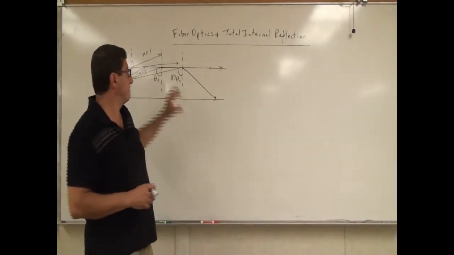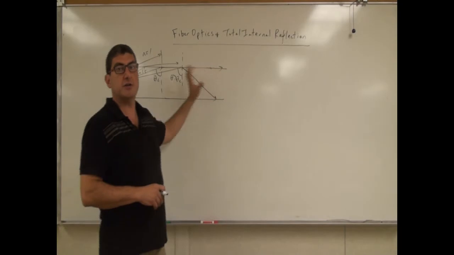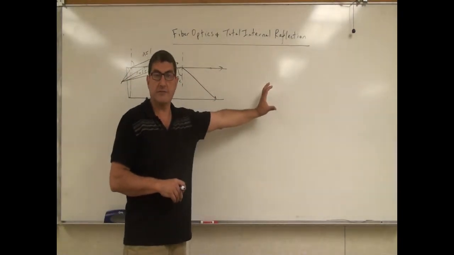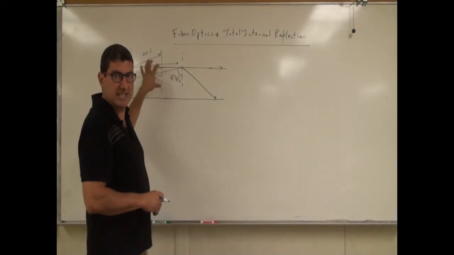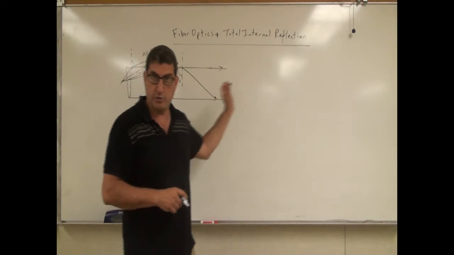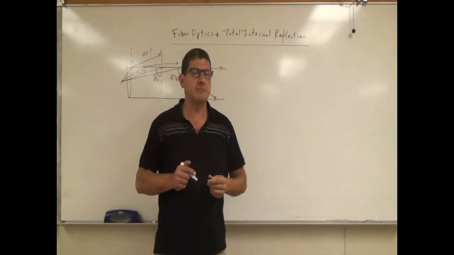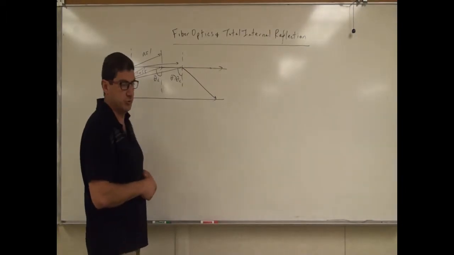Why? Because since the beam stays in the cable, there's very little attenuation of the signal strength. Most of the signal strength stays in the cable and it doesn't lose its power and energy, right? Over transmission over many, many miles, right? So the fiber optic technology uses this concept of total internal reflection.